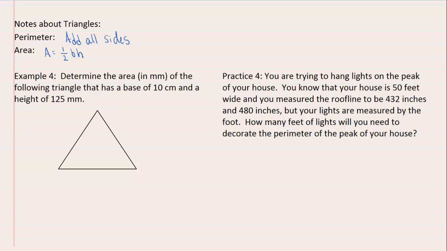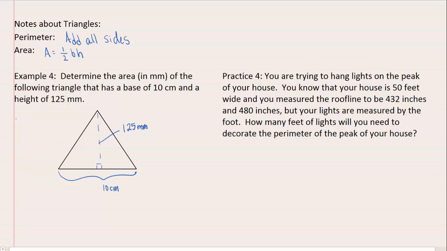Example 4 asks, determine the area in millimeters of the following triangle that has a base of 10 centimeters and a height of 125 millimeters. Let's first draw a height that is at a right angle to the base, and we would label that height as being 125 millimeters. The base would then be the side that is at a right angle to the height, which would be 10 centimeters.